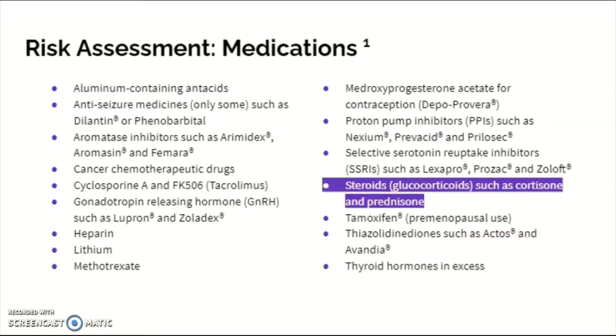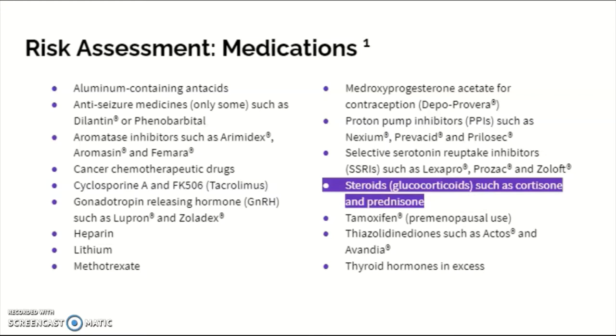Medications fall into assessment of risk for development of osteoporosis for our patients. Here you see an extensive but not an exhaustive list of medications associated with potential bone loss. These include aluminum-containing antacids, some anti-seizure medicines, cancer chemotherapeutic drugs, heparin, which is an anticoagulant, lithium, which is usually prescribed for bipolar disorder and mood stabilization, methotrexate, which is a chemotherapeutic drug and immunosuppressant, proton pump inhibitors, SSRIs, and some thyroid hormones in excess.